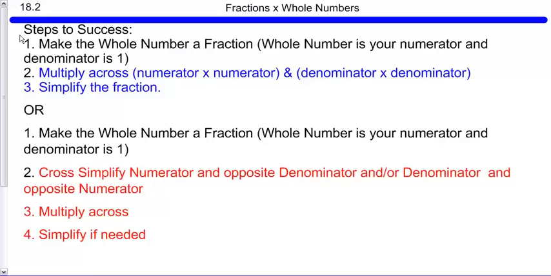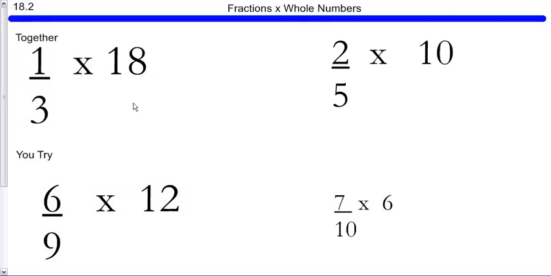Now if those words were a bit confusing, just relax and let's do some problems. So let's take a look here. We've got 1/3 times 18. Now just like when we multiplied by decimals, my answer is going to get smaller. And I'll tell you why in just a minute.